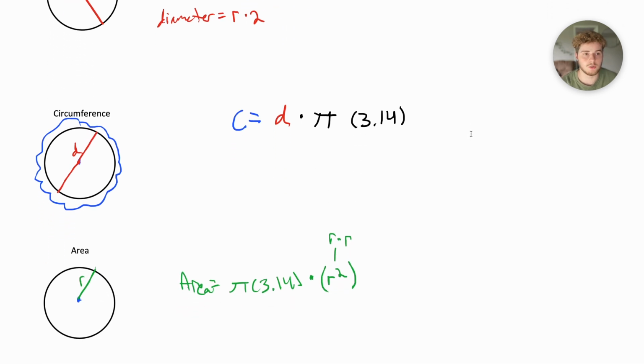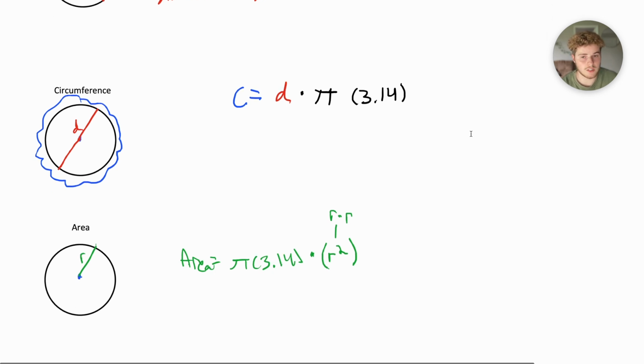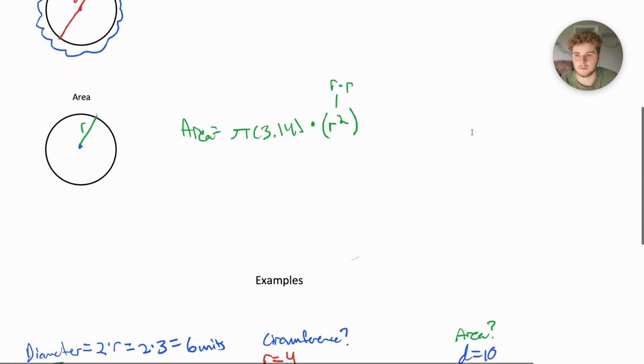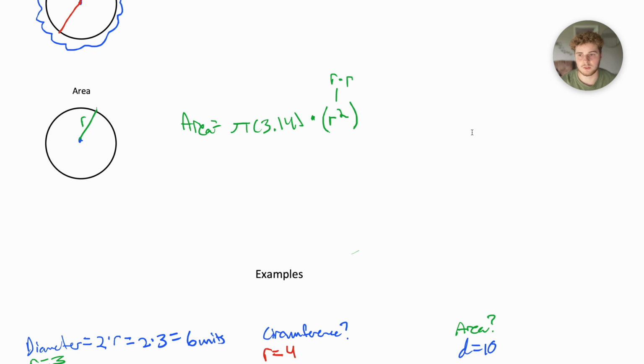Circumference is what you would think about as the perimeter of a circle, and the formula for that is diameter, which is 2 radii, times pi, which we can call 3.14. That's just a rounding of the number. And you multiply those two together, and that comes out to the circumference, or perimeter as you can think of it. And then we got one last concept here, which is the area.